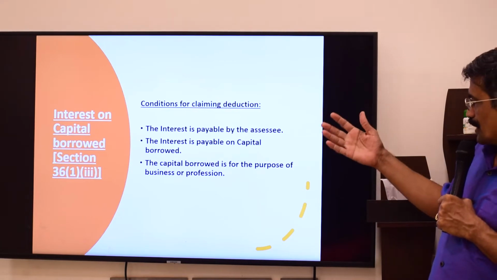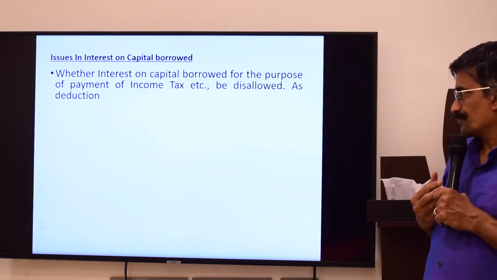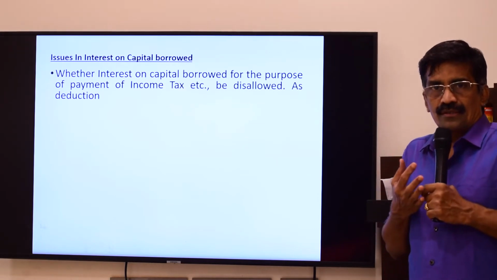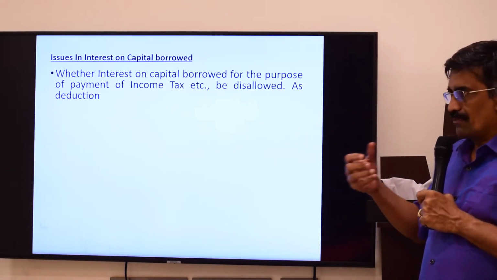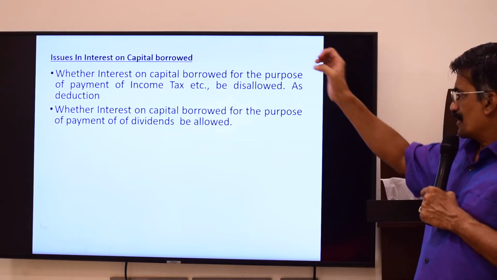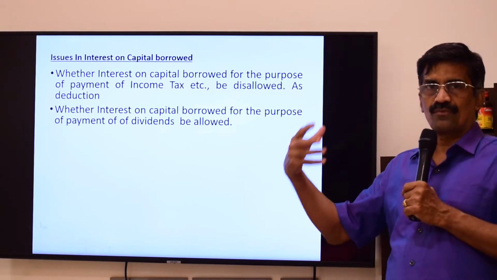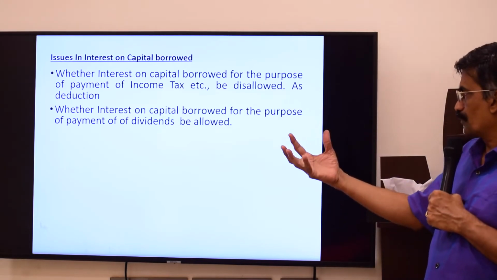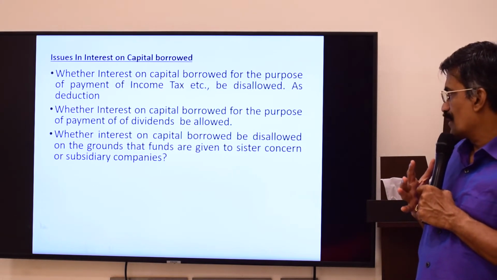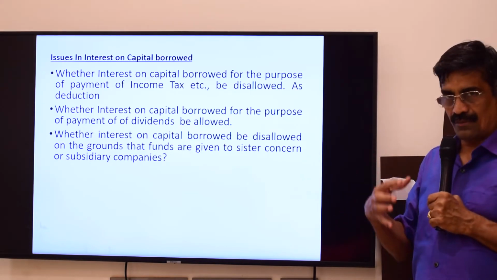So typically we'll try to take a few issues which are of dispute between the assessee and the department. Assessee borrows capital and uses it for payment of income tax. Now he thinks that the capital borrowed for income tax should be for the purpose of business or profession. So whether that can be claimed, it's a very consistent question in the examination. What if I take a loan and use it for the purpose of payment of dividends? Can I say it is for the purpose of business or profession? Third issue, whether interest on capital borrowed can be disallowed on the grounds that funds are given to a sister concern or subsidiary companies. Another very important issue, frequent issue both in examination and real life.